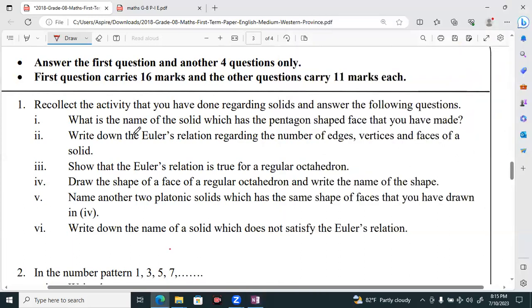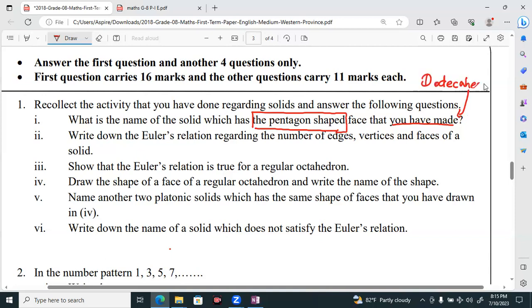What is the name of the solid which has the pentagon shape? It is the dodecahedron.